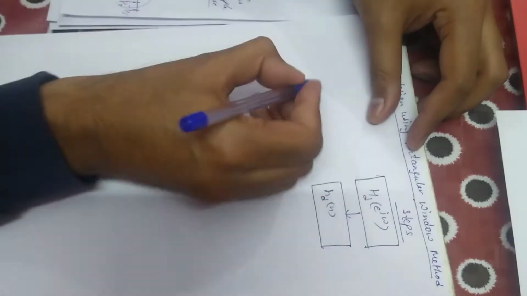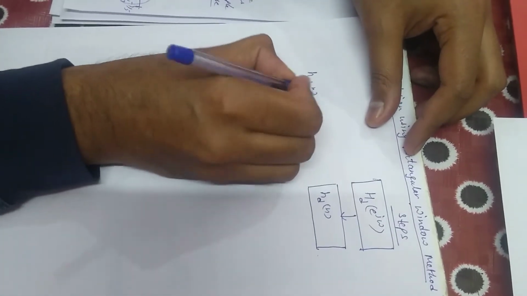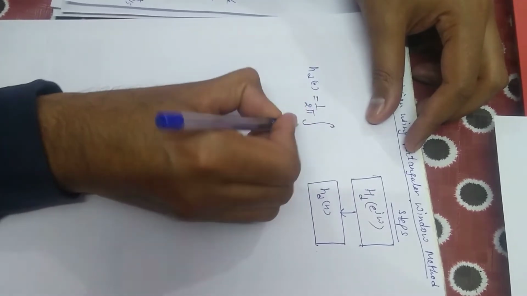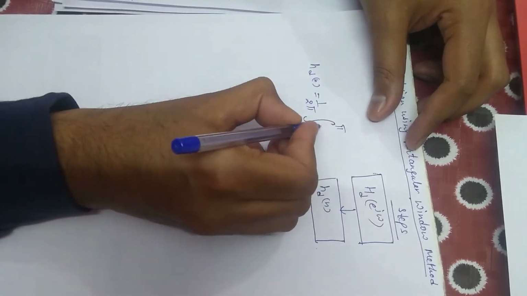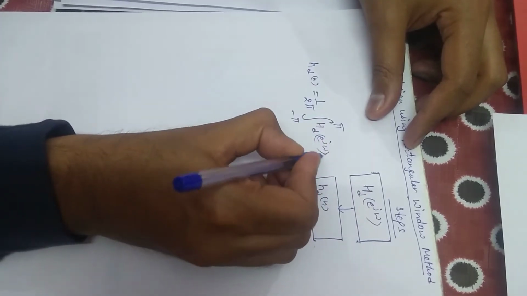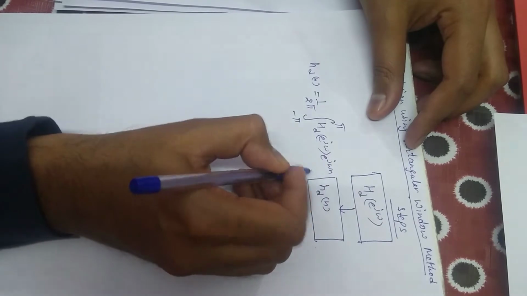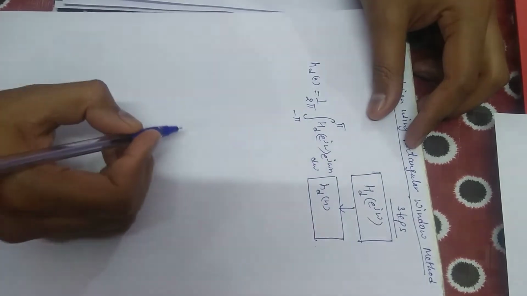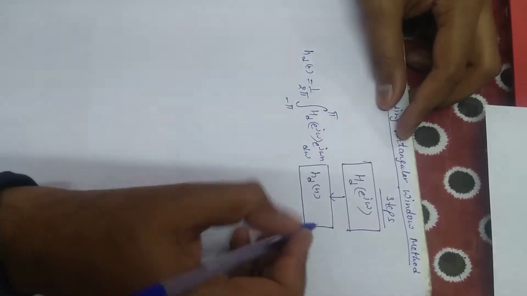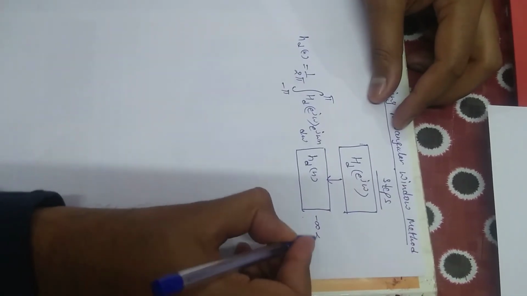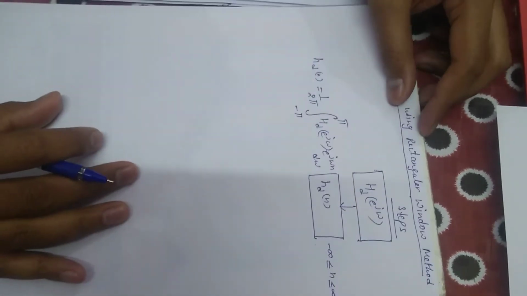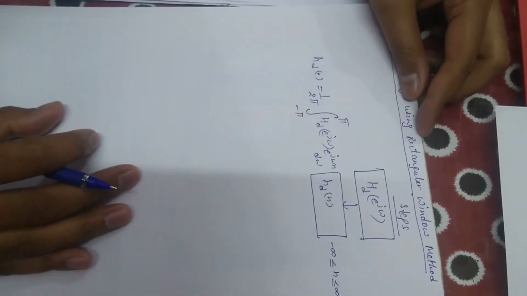inverse Fourier transform. That is hd[n] is equal to 1 upon 2 pi, integral from minus pi to pi of Hd(e^(j omega)), the desired response, multiplied by e^(j omega n) d omega, and the limits of n will be minus infinity to infinity, that is discrete time.